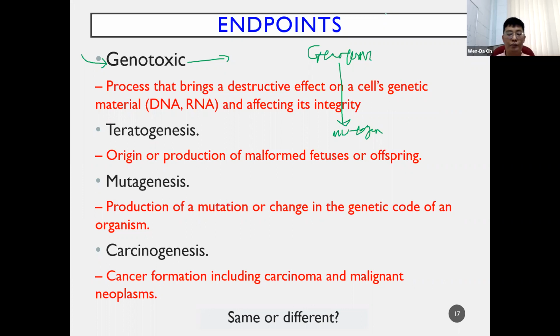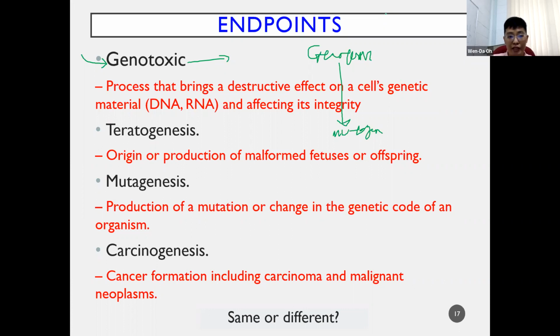So not all carcinogens are genotoxin. Some carcinogens don't affect the DNA. They affect other things, like for instance, the ability of the cell to produce certain hormones. They affect certain receptors and so on. So these are the differences.